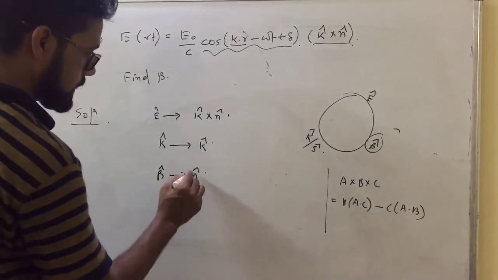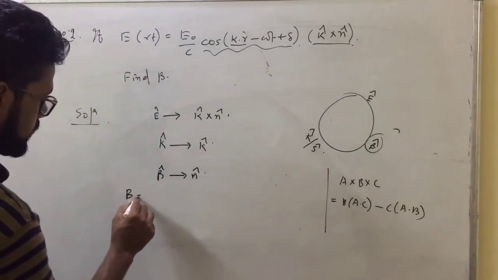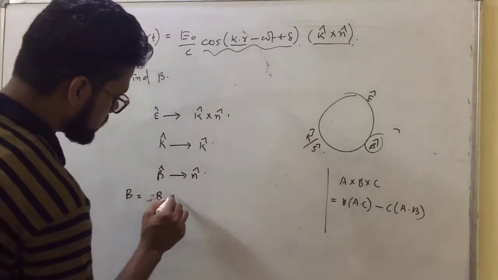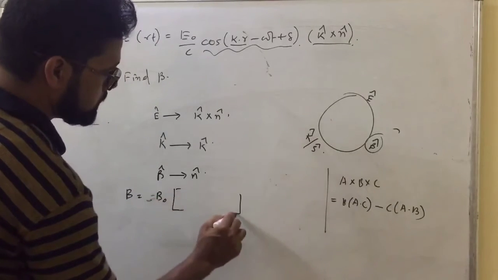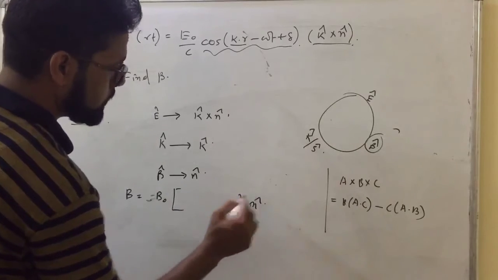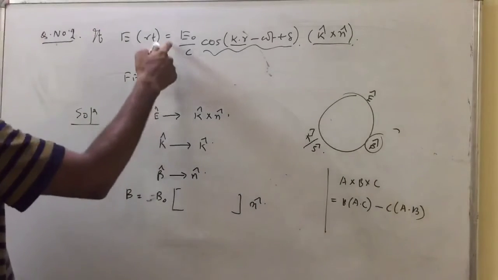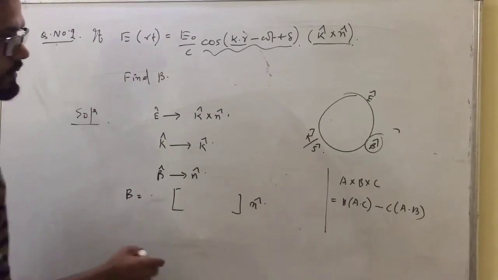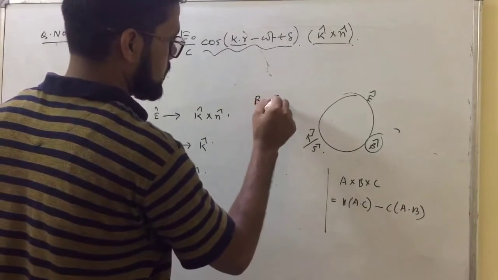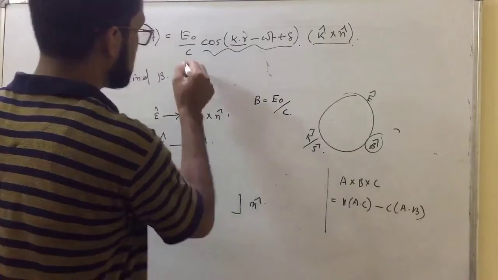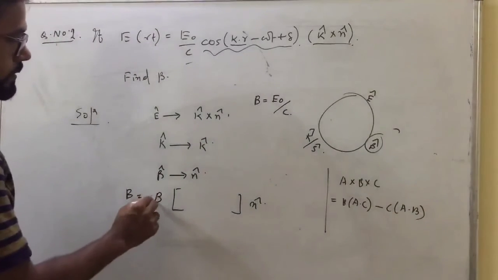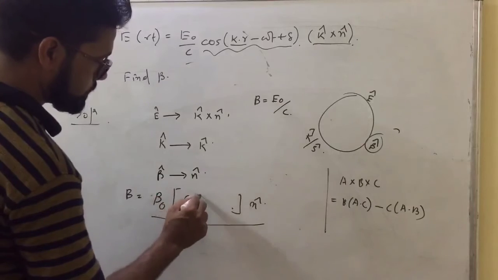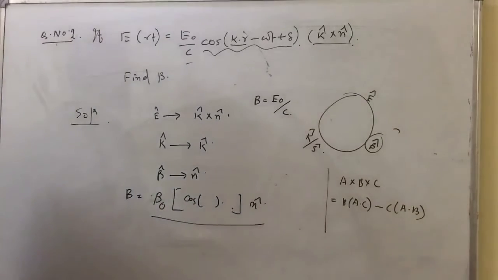So n cap. I have already given the B solution, because B naught, this cos part, will remain the same, equal to n cap. And B equal to E naught by C. E naught by C is already given. So it will be B naught, and the cos term is this solution. This is very easy.